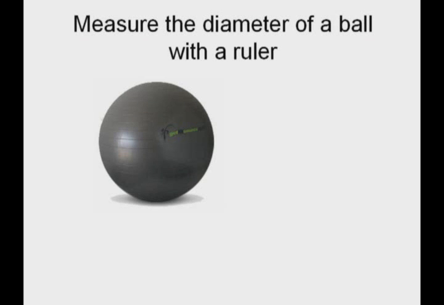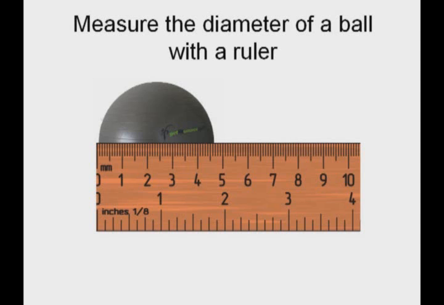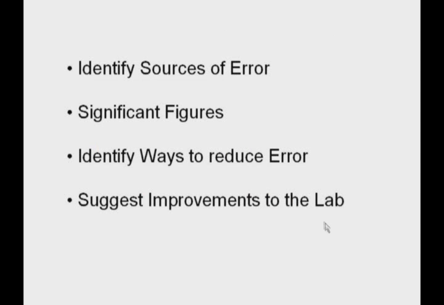Errors in the lab. Let's do an experiment. I want you to measure a diameter of the ball with a ruler. I had somebody do this at the beginning of the year, and we have some problems trying to measure it. In each of your lab write-ups, we need to address those problems in these 4 sections of the write-up.